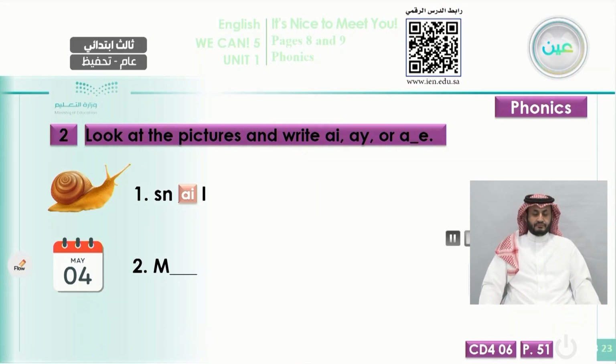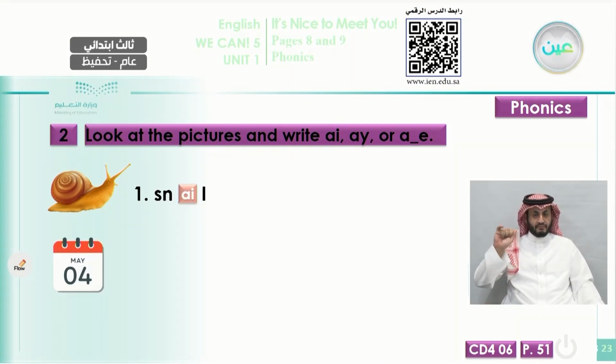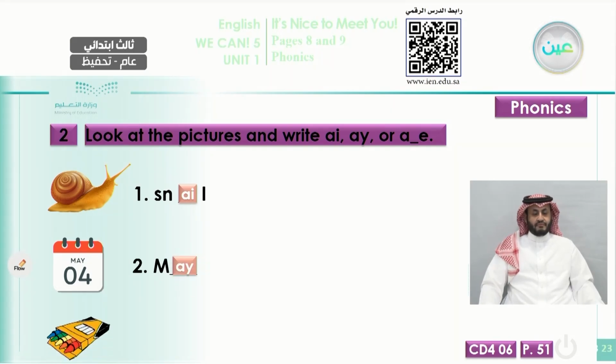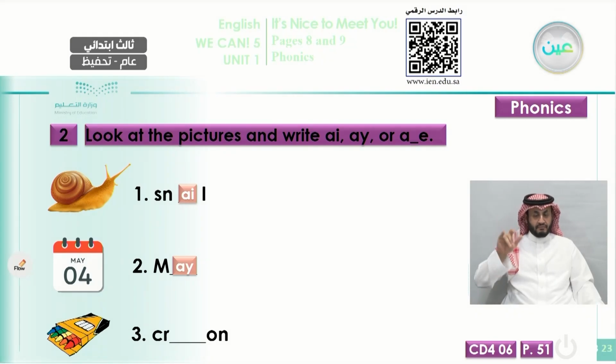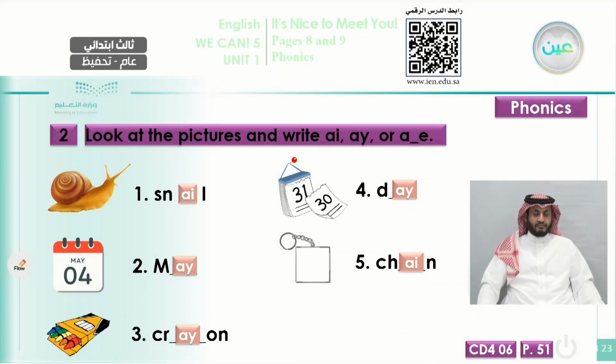Exercise 2. Look at the pictures and write AI, AY, or AE. Number 1. Snail. Number 2. May. Number 3. Crayon. Number 4. Day. Number 5. Chain. Number 6. Raincoat.